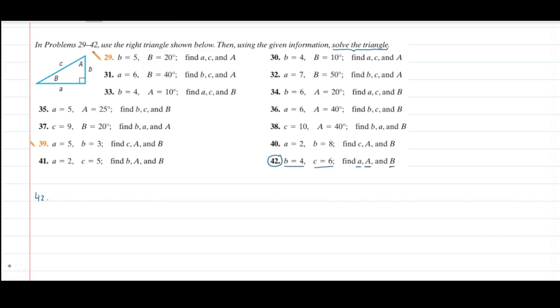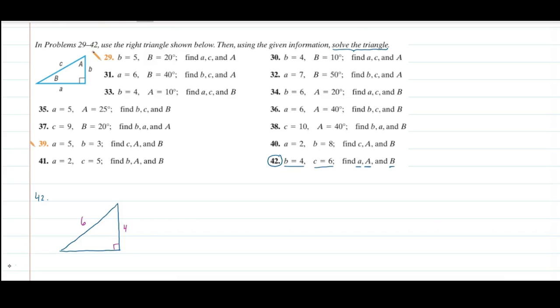Understand this problem, and you've understood so much about this lesson itself, especially the direction this lesson takes, which is word problems that involve trigonometry. So let's go ahead and label these. B is equal to 4, so according to that diagram, that's where B is supposed to be. C is equal to 6, so I'm going to label that as a 6.